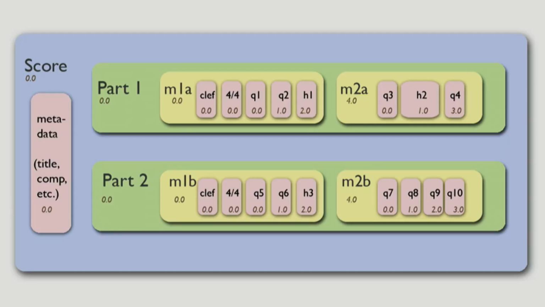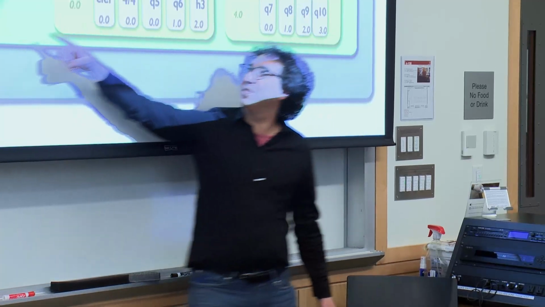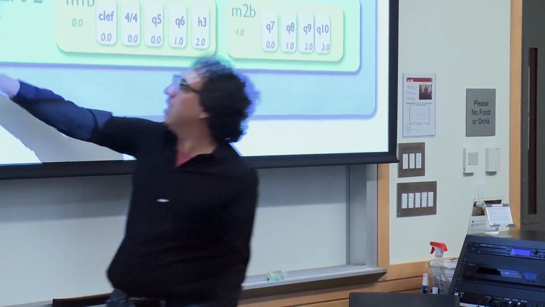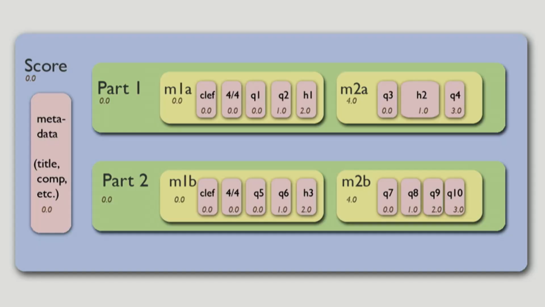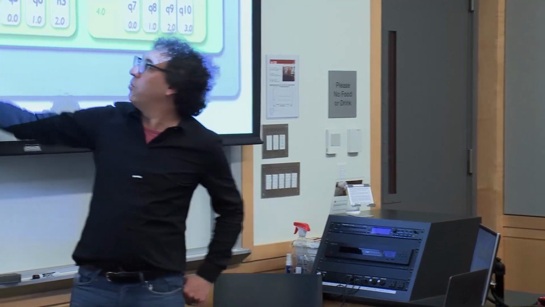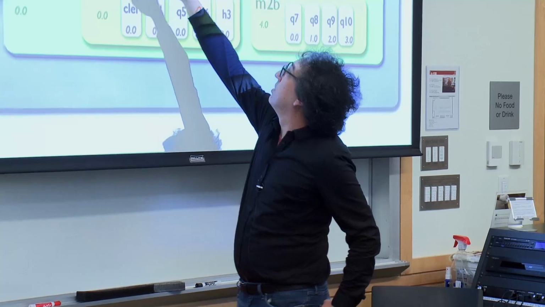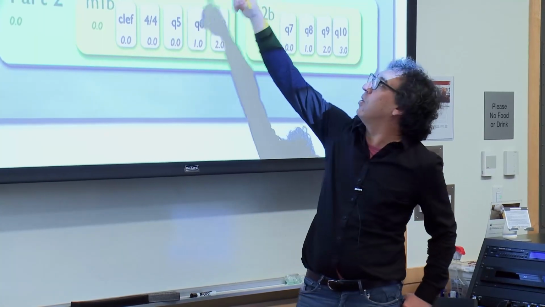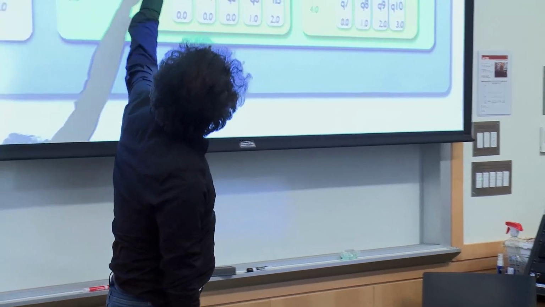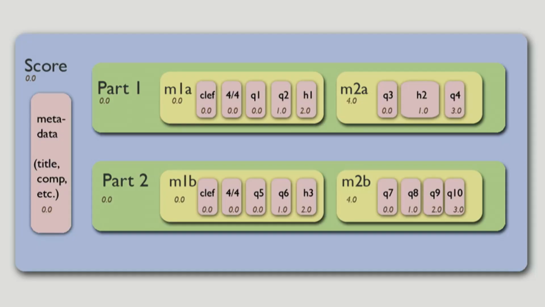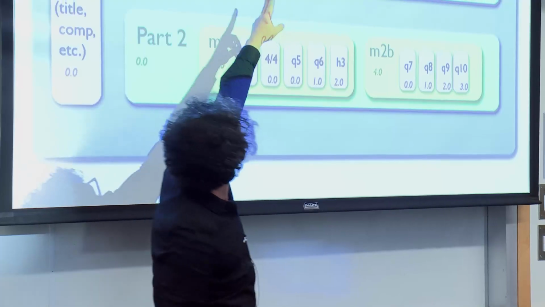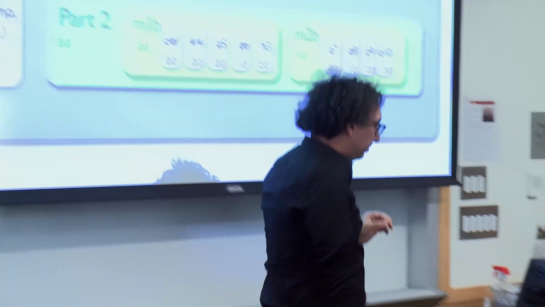Just shout it out. 2 or 3, because we have this metadata. And so I've put underneath the offset of everything. Both parts start at the beginning of the score, right? So they have offset 0. Within part 1, there are two what I'm calling measures, measure 1A, measure 2A. Their offsets are at 0 and 4, which makes sense because somewhere in here there's a 4/4 time signature, right?